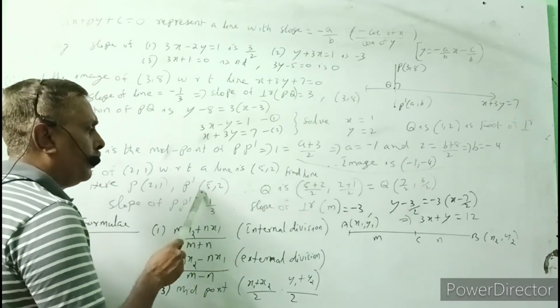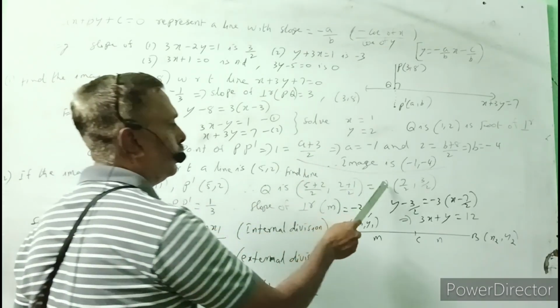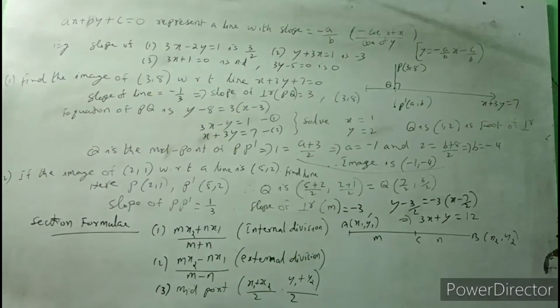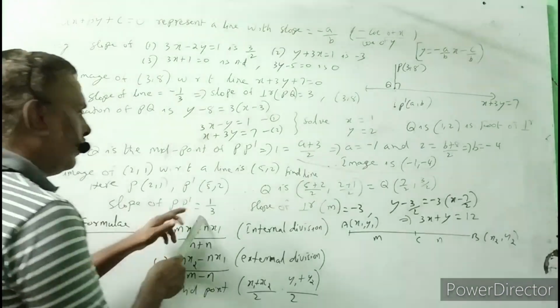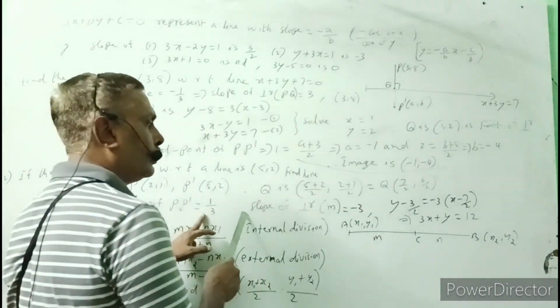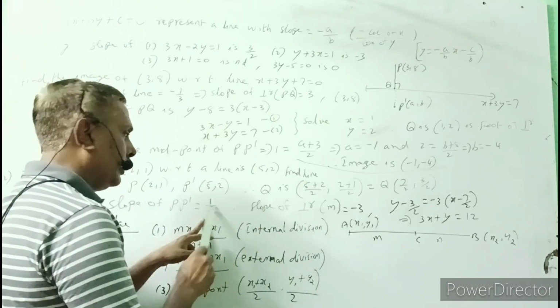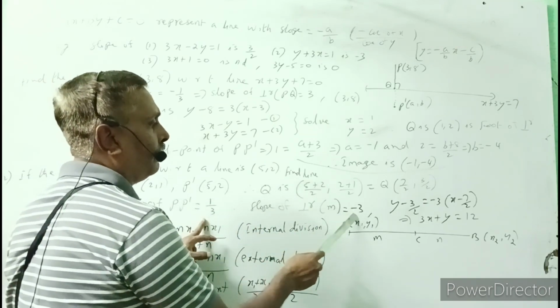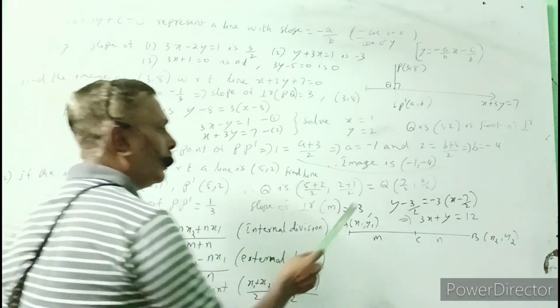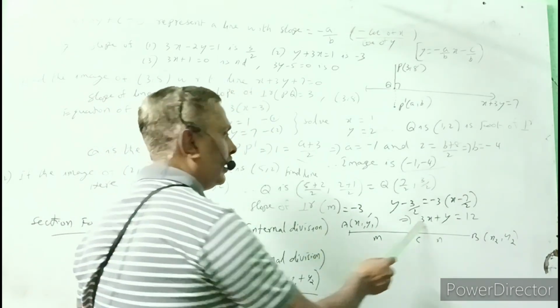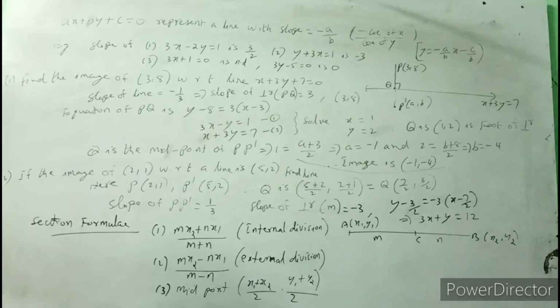So find the midpoint Q of P and P dash. Q is equal to (7 by 2, 3 by 2). That is the midpoint of these two points. And the slope of PP dash is 1 by 3. So the slope of the perpendicular is the negative reciprocal, because the product of these two is minus 1. The slope of the required line is minus 3. Slope you know, point you know, you can find the equation. Simplifying, 3x plus y is equal to 12.